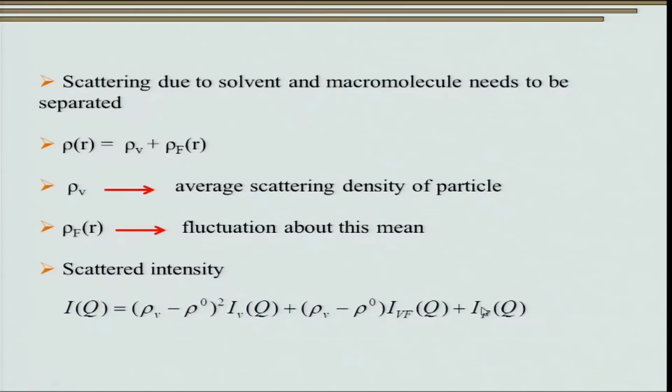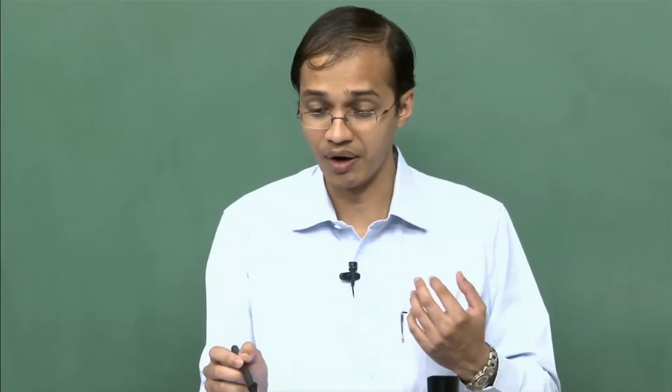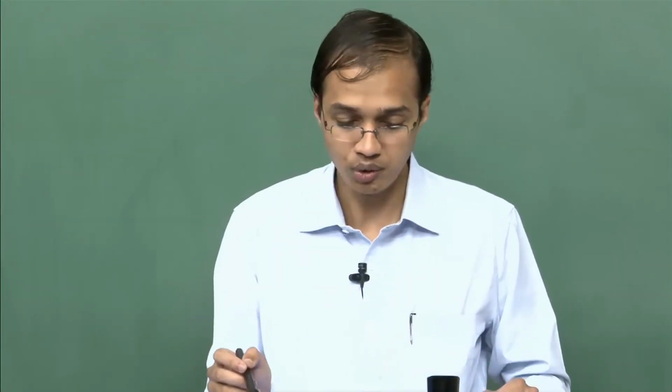right, and how will this happen? Again, this will happen by changing the interaction between the solvent and the macromolecule. So, that is what I mean, that we can modify rho_0 by mixing H2O or D2O, deuterium oxide, right. So, if you have a particular solvent, you can add water in it, or you add heavy water, that is D2O, in it.